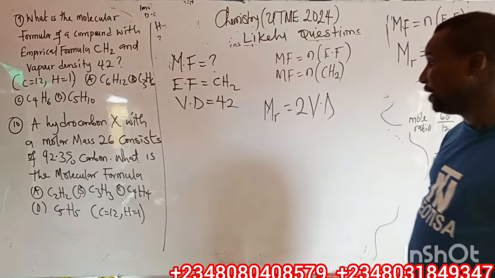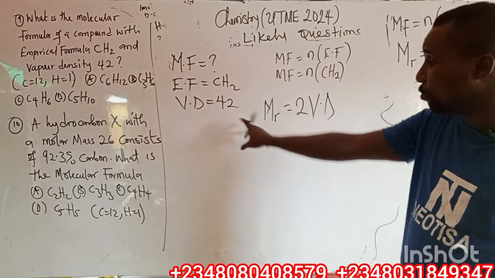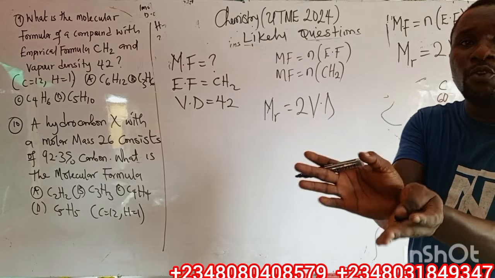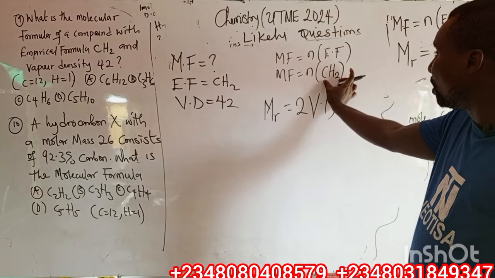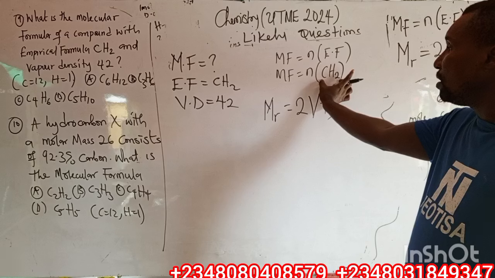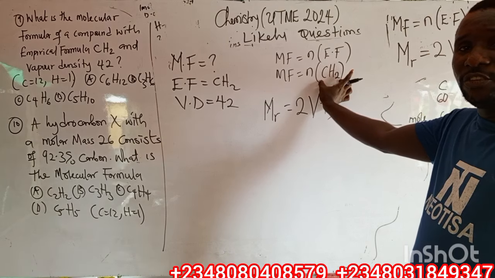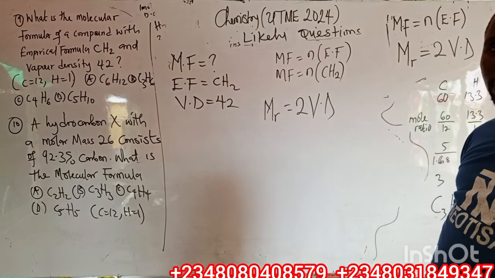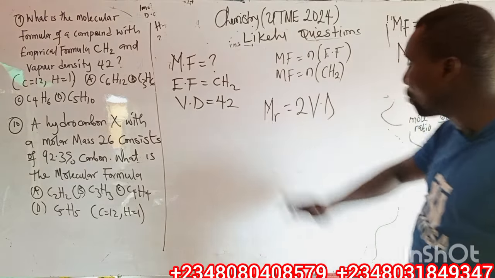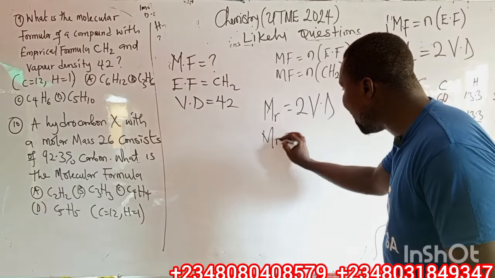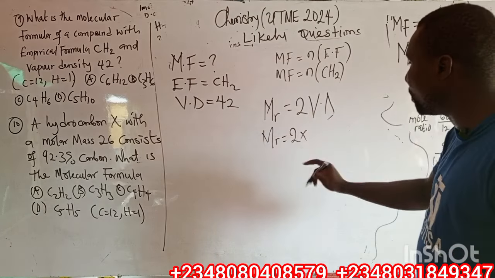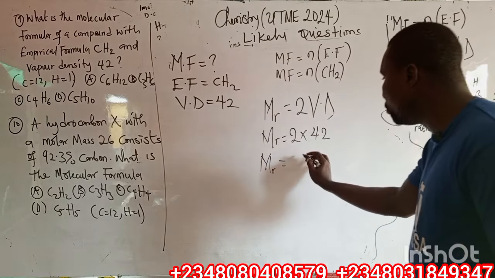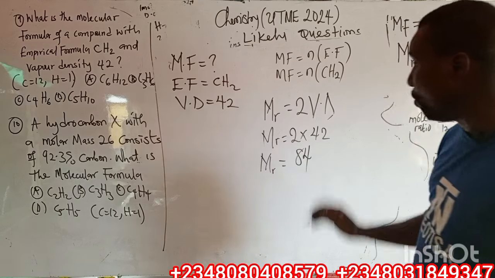Relative molecular mass equals twice vapor density. We can use this to calculate the relative molecular mass of that compound. When you know the relative molecular mass and the sum of the elements in CH2, then you can get N, then you get your molecular formula. Very simple. Relative molecular mass equals 2 times 42, which gives 84 grams per mole.